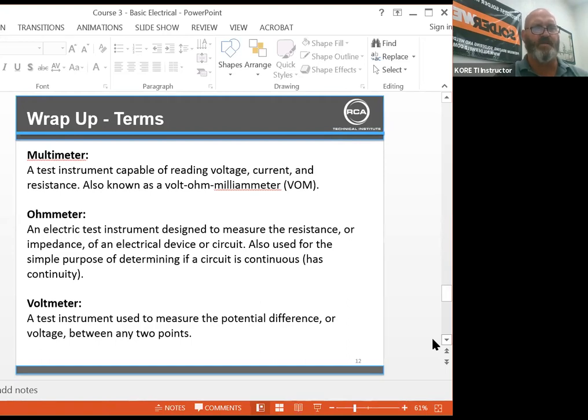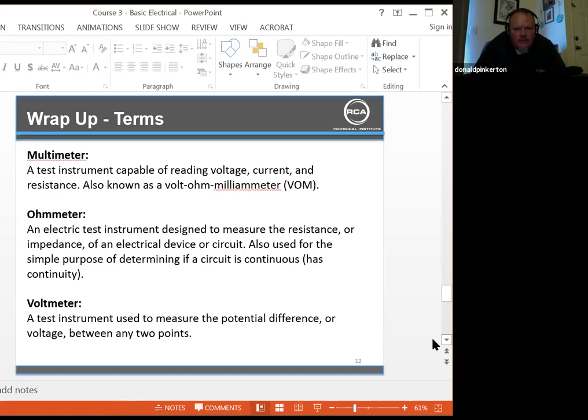Wrap-up terms: a multimeter is a test instrument capable of reading voltage, current, and resistance, also known as a volt-ohm millimeter. Anybody using the multimeters? And if so, what is your favorite? Anybody have a favorite? My new favorite is I just bought a Testo because it Bluetooths with my phone. So I can set it like my amp clamp on, say I'm amping something out, I can walk away and still watch it.